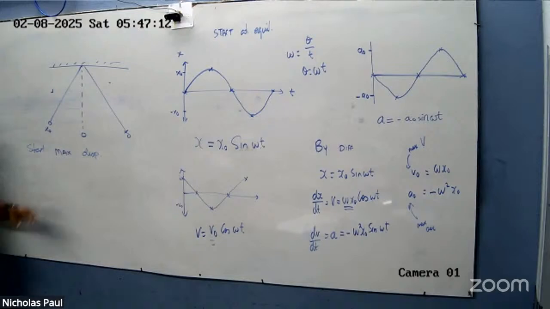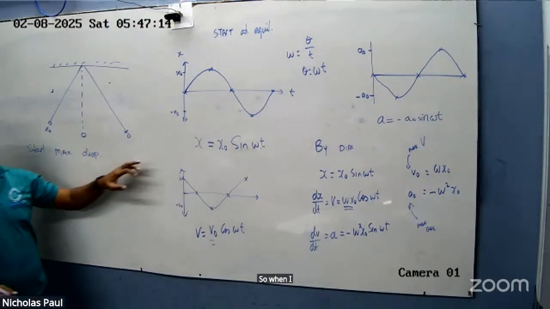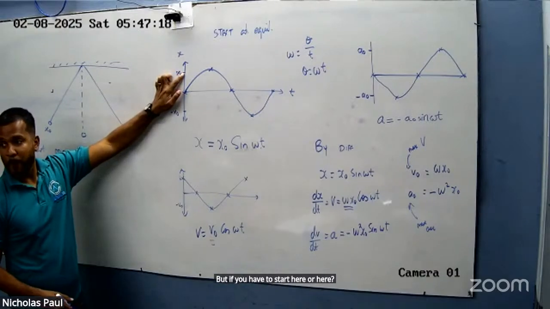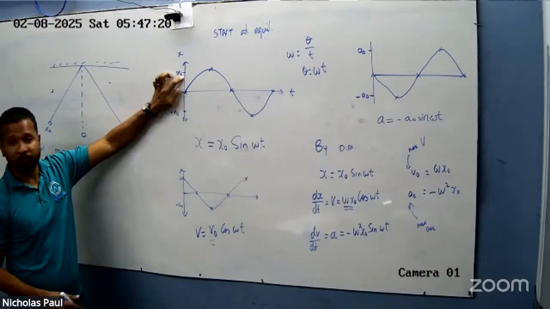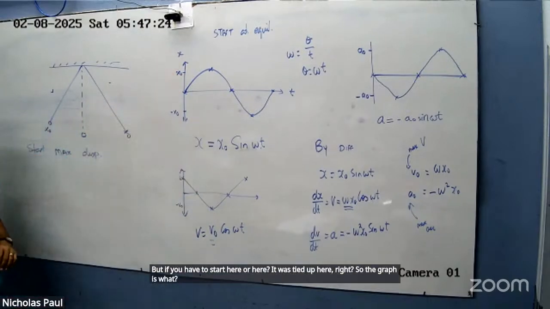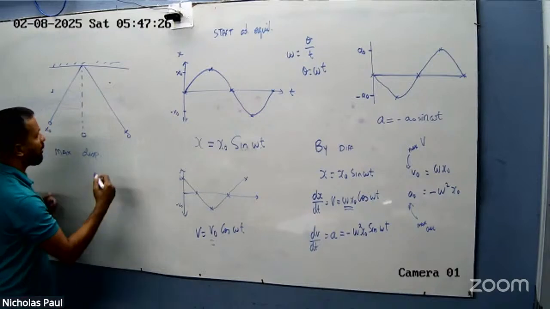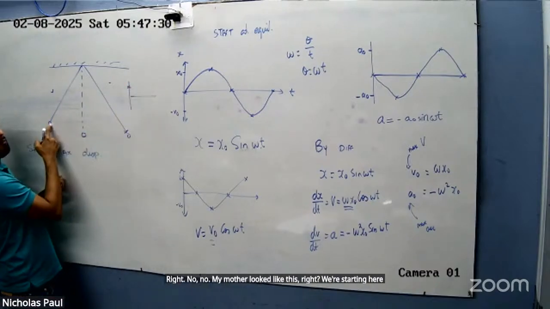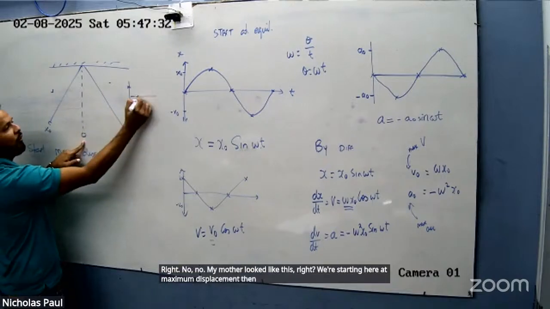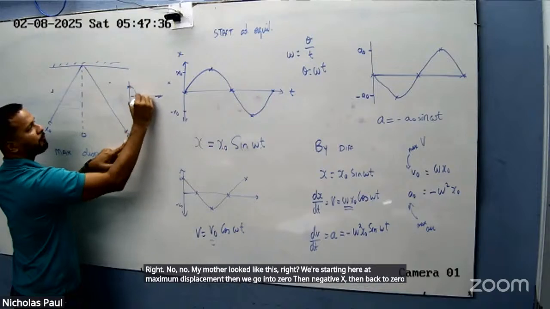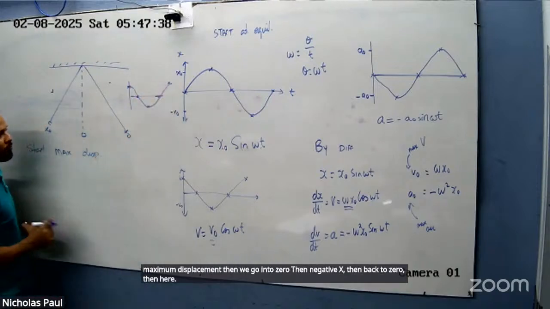So when you start at maximum displacement, would the graph start here or here? It will start up here, right? So the graph is a cosine. Remember, it looks like this, right? We start in here at maximum displacement, then we go to 0, then negative x, then back to 0, then here. And then the velocity graph, it's a sine graph.